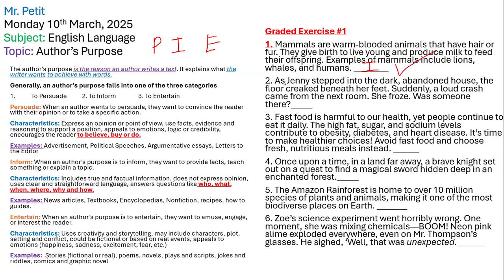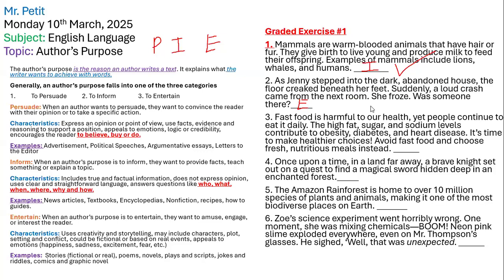Number 2. As Jenny stepped into the dark abandoned house, the floor creaked beneath her feet. Suddenly, a loud crash came from the next room. She froze. Was someone there? Entertain. How do you know it's entertainment? It sounds like a story. Sounds like a story. It's dramatic.